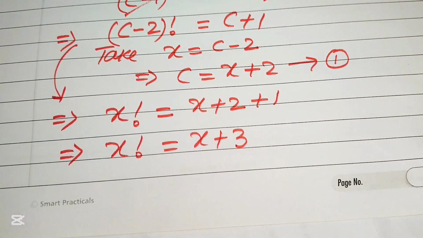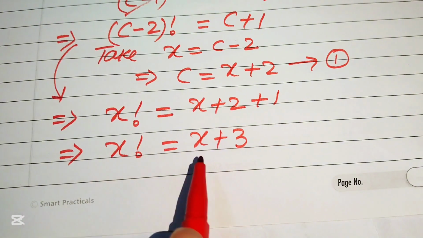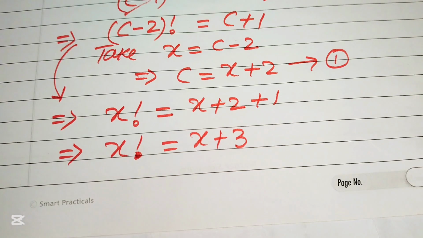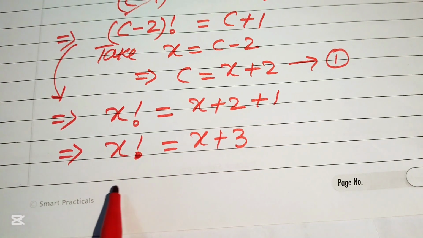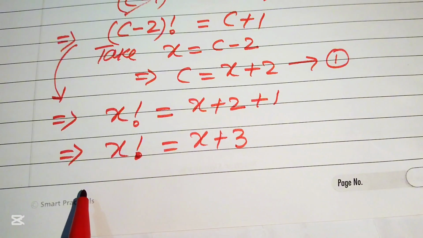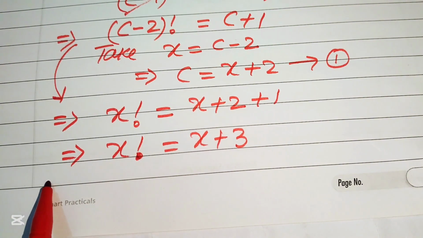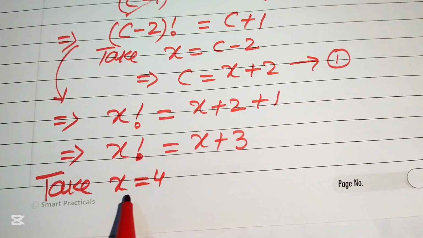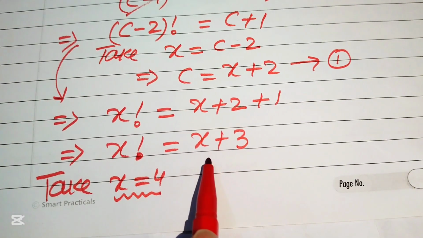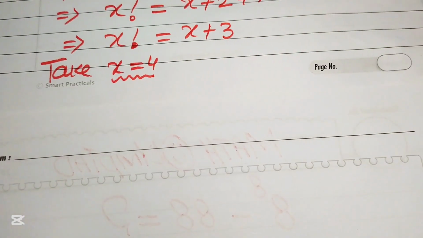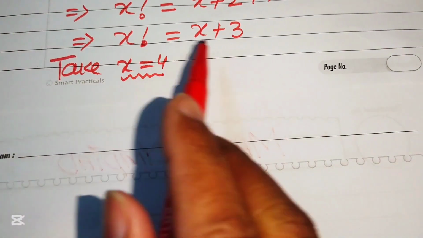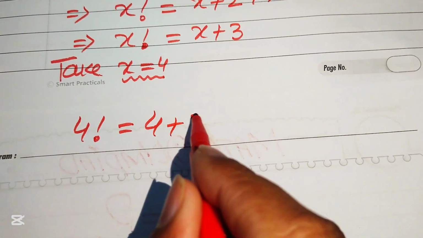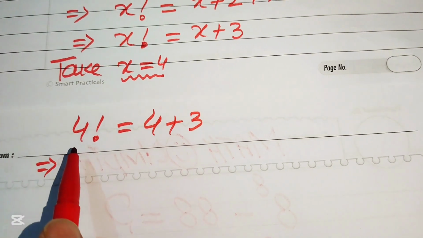So now here we need to find some values of x which satisfy this equation. I can just take some values starting from x equals 4. So first we take x equals 4, and check whether the equation is satisfied at x equals 4 or not. At x equals 4, our above equation is written as 4 factorial equals 4 plus 3. And I hope you know very well about 4 factorial.